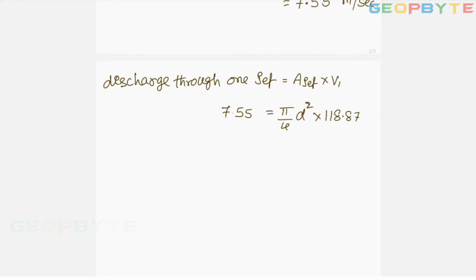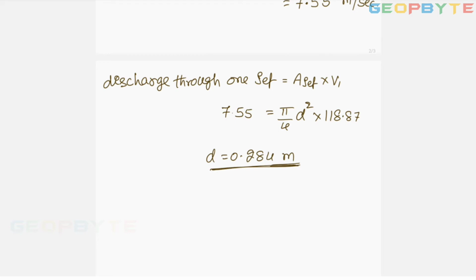118.87. Simplify this value for getting the jet diameter, which is 0.284 meters. So we got the wheel diameter, discharge through the single jet and discharge required for the plant, and the diameter of the jet also.